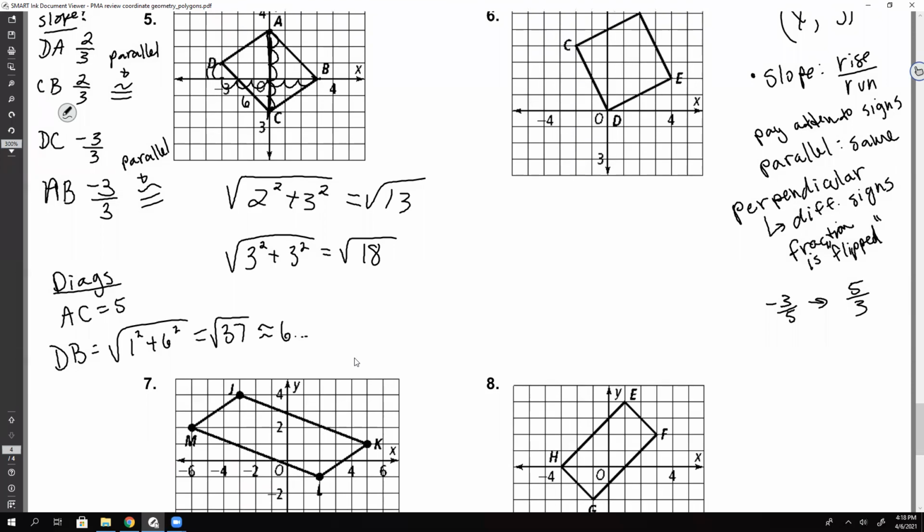So opposite sides are equal. Different diagonals. Therefore, it's going to be a parallelogram.